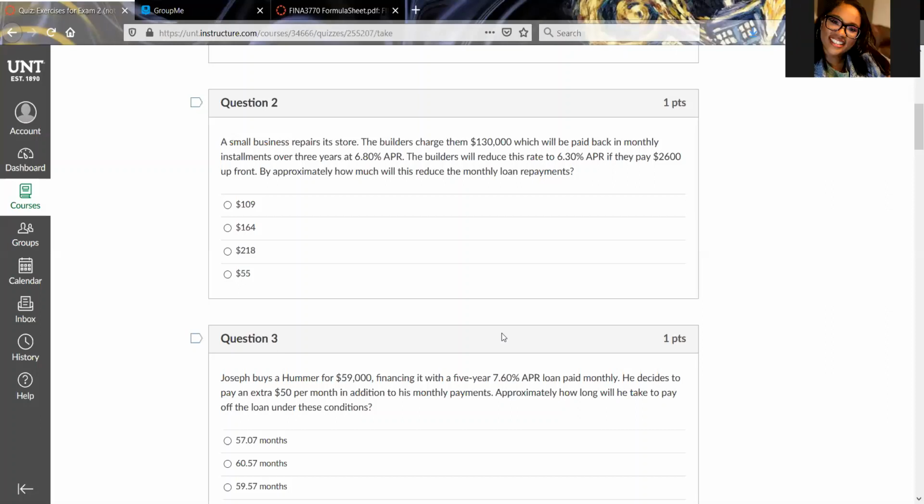Hold on. So we calculate the present value using the 130,000, and you get the monthly interest rate by dividing 6.8 by 12. And so we get the interest rate, and then we have the number of periods, which is 36 periods, because they pay it back monthly over 3 years. Right. And so then you get the present value of that one, and then you subtract 2,600 from the 130,000 and use that to find a new one, because they're trying to see how much of a discount is off of them paying the 2,600 up front.